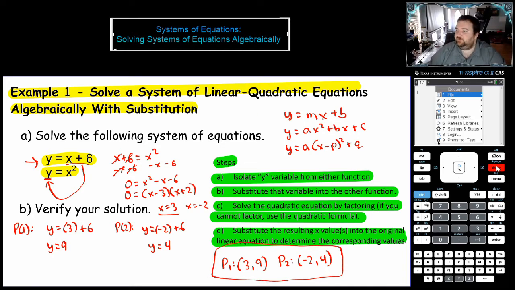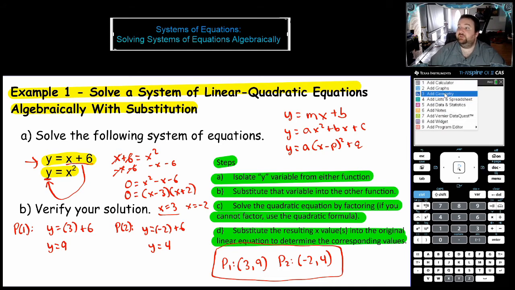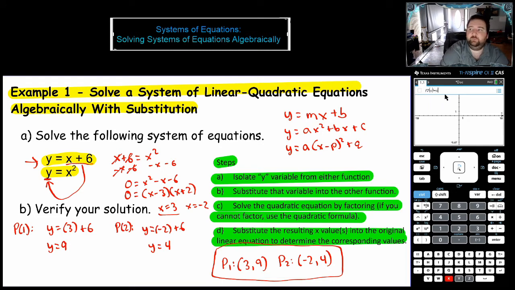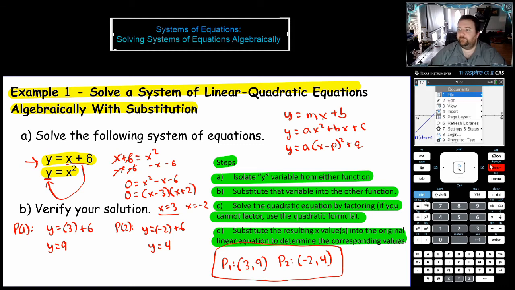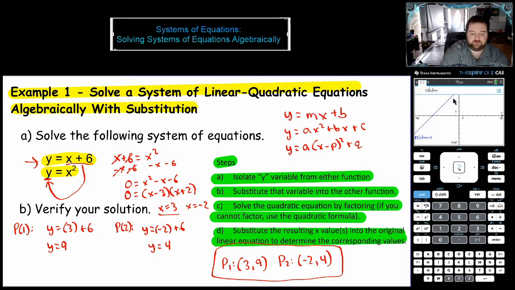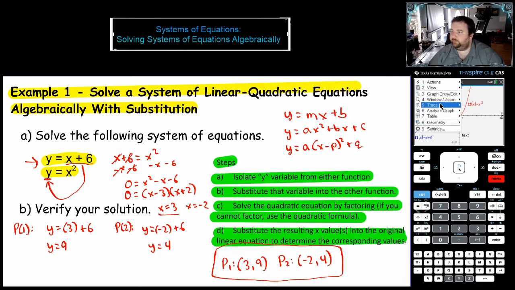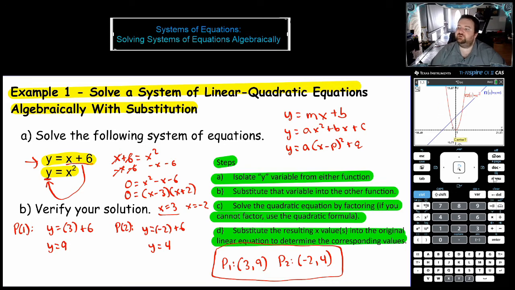Now, in the previous lesson, we learned how to graph these. I'm going to save a little bit of time here and use technology to graph. So our f1 is going to be x plus 6. This is our line. There it is. And now I'm going to input a second function here. And this one's going to be our quadratic, x squared. And we can see, I'm going to zoom out a little bit. We can see clearly 2 points of intersection here.